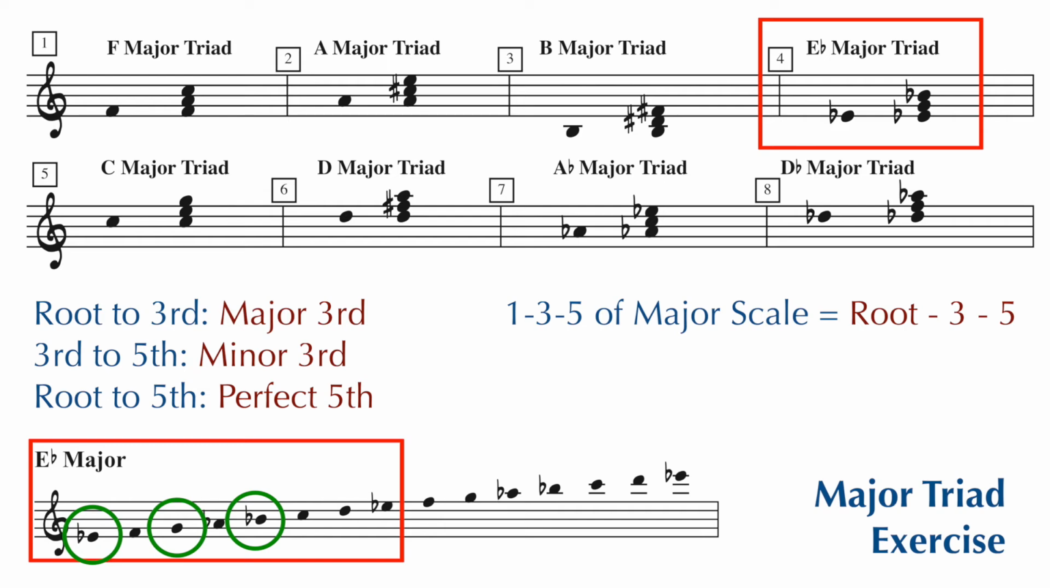So we have an E flat, G, B flat as notes 1, 3, and 5 of the E flat major scale, and that is also our E flat major triad.